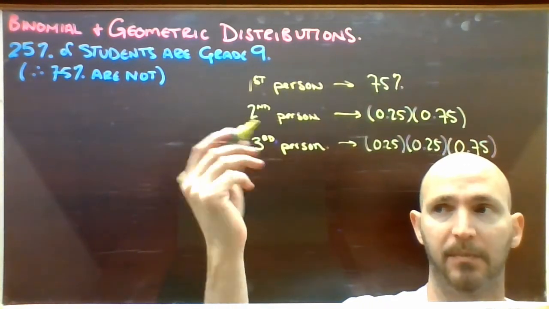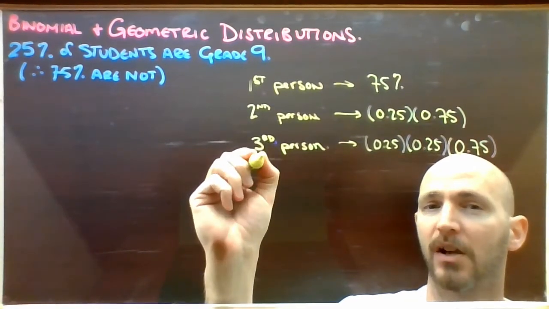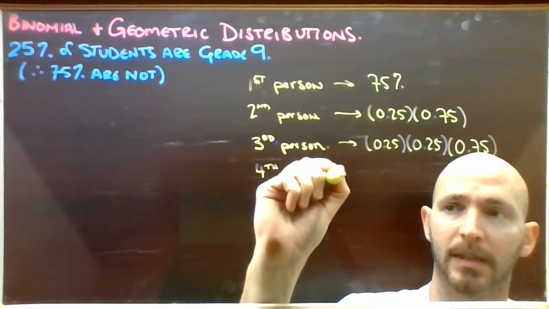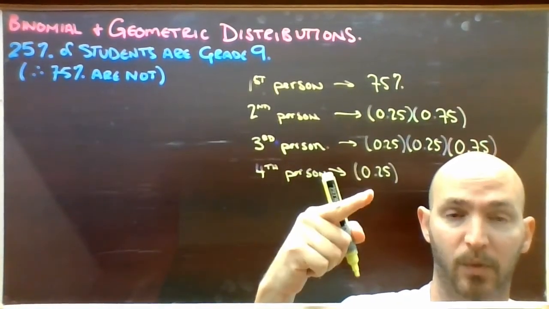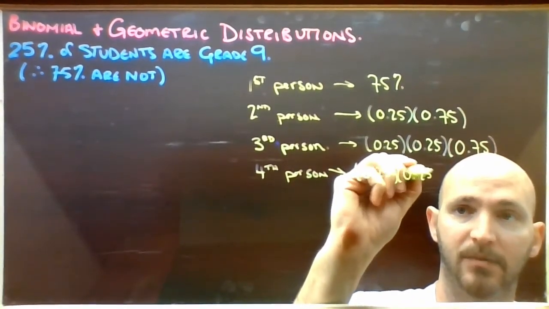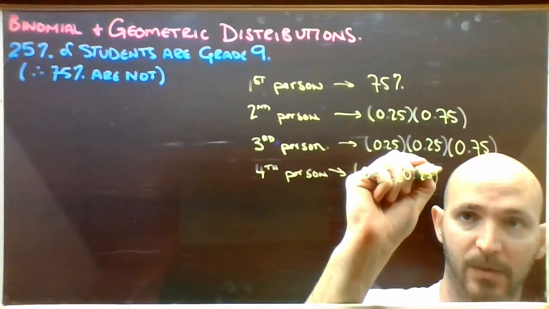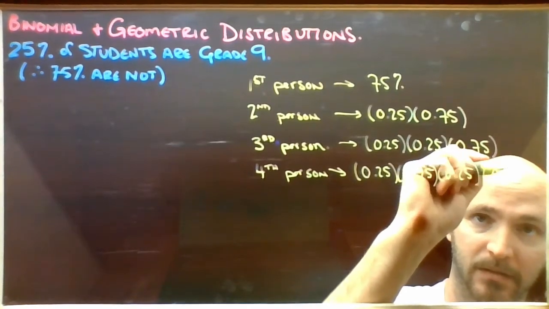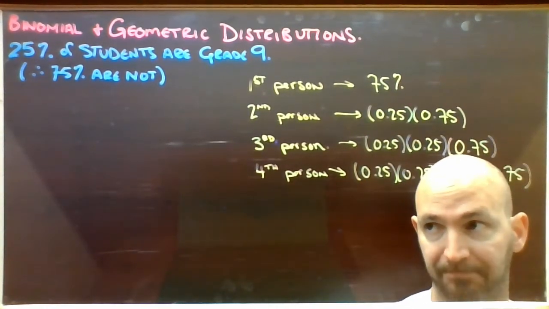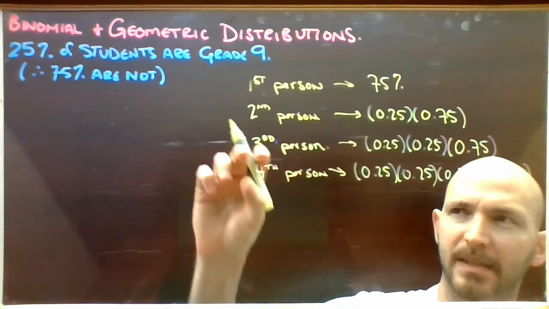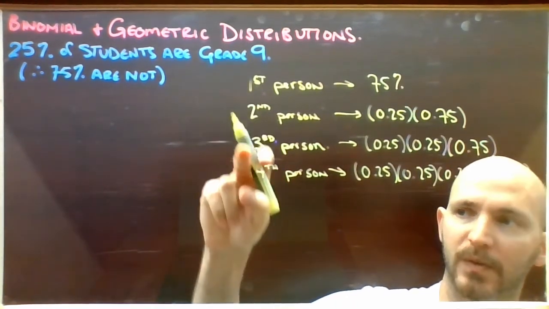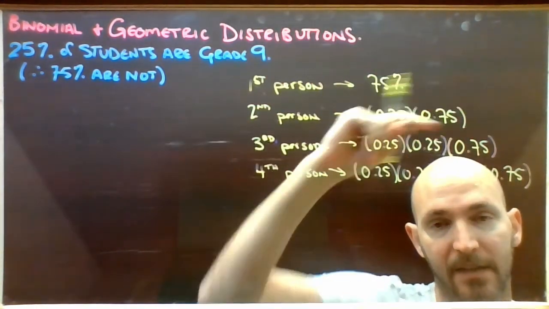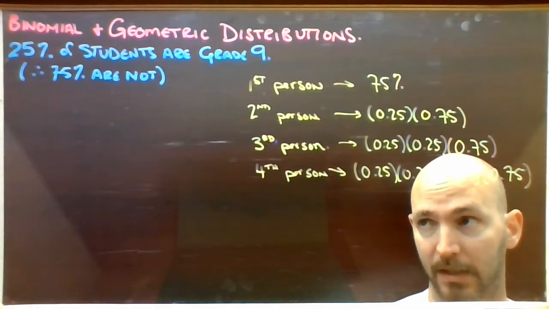Just to make sure this pattern is completely clear, if I don't find a non-grade 9 until the fourth person, then the first person I asked was a grade 9, 0.25. The second person I asked was a grade 9, 0.25. So was the third, 0.25. And only the fourth person was not in grade 9. So as I'm going up through this list, the further down I go, the more grade 9s I had to find first before identifying the first person who is not a grade 9.